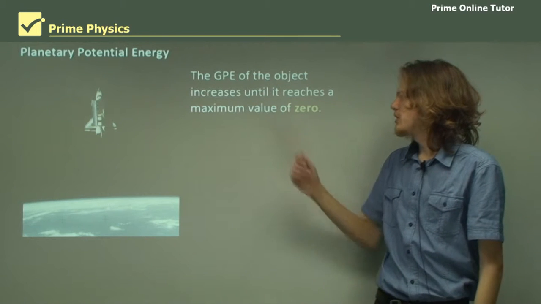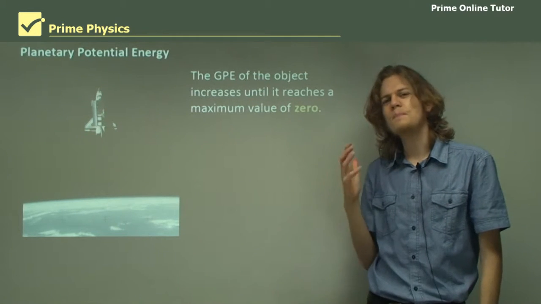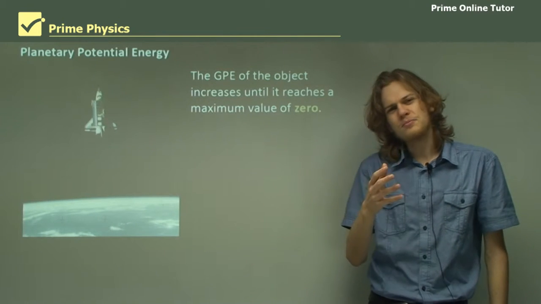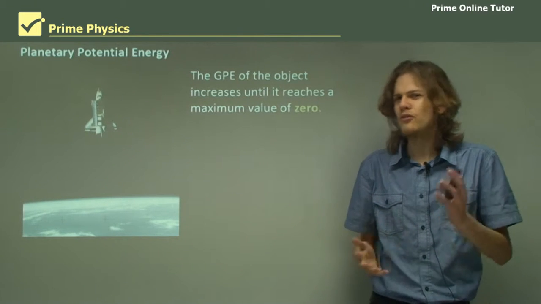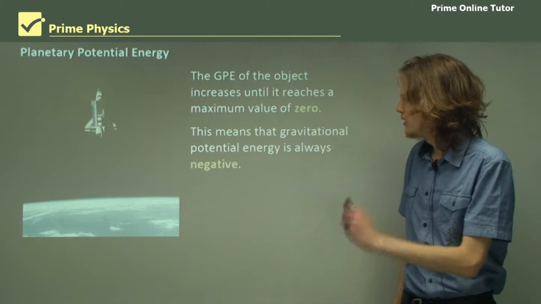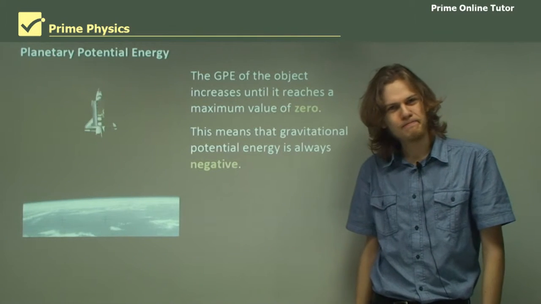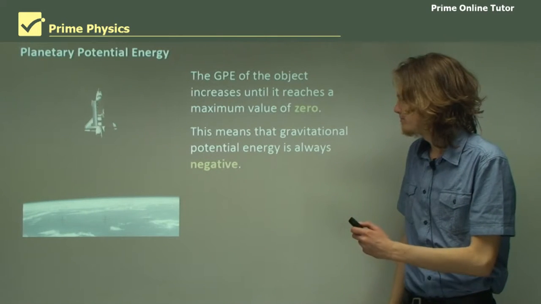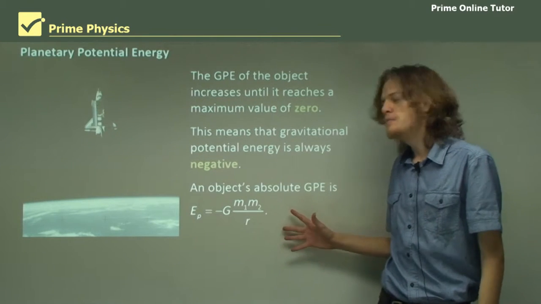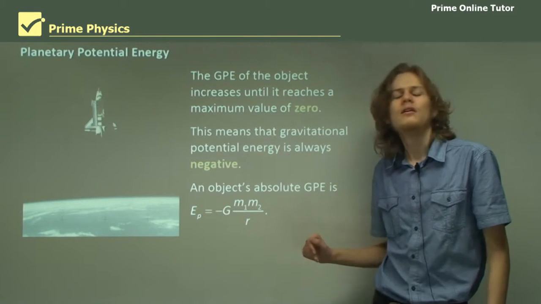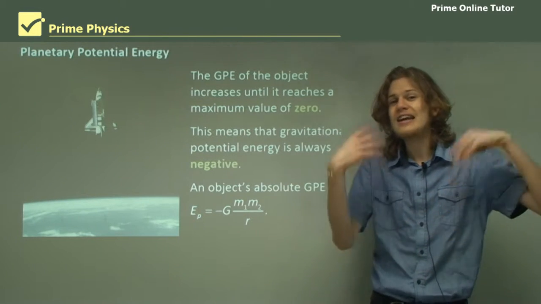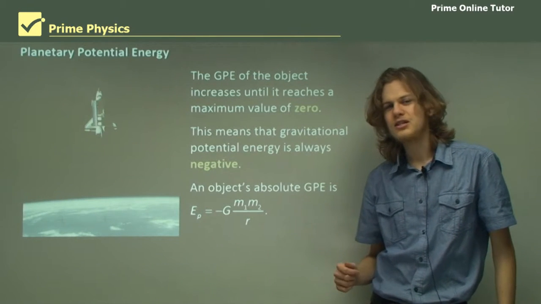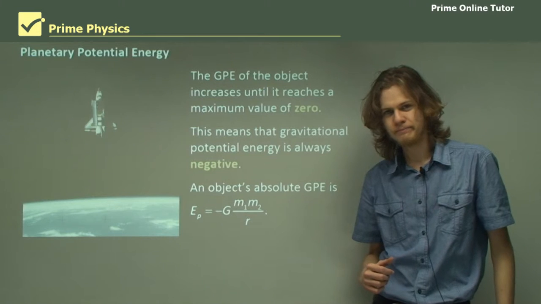So it turns out the gravitational potential of an object increases until it reaches a maximum of 0. So if the maximum value of a variable is 0, what does that tell you about the variable? Well, it's got to be negative. Otherwise the maths just doesn't work. So an object's absolute gravitational potential energy, that is taken from the frame of reference an infinite distance away, is given by negative GMm over r squared.